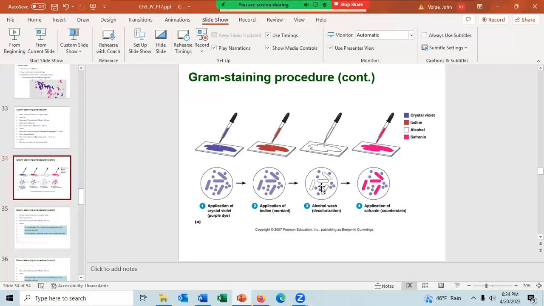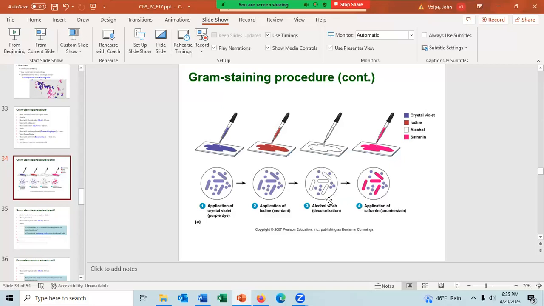So they will appear clear. If it's done correctly, you will not remove the crystal violet iodine complex from the gram-positive cells. So they will appear purple. And then you apply the counterstain safranin, which will color the gram-negative clear cells reddish or pinkish. And that's when we have the gram stain. Gram-negative cells are reddish or pinkish. Gram-positive cells are purple.